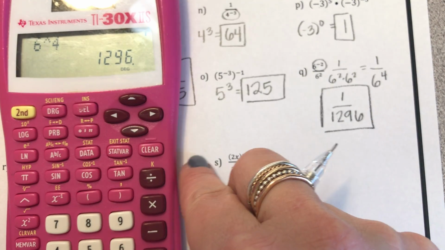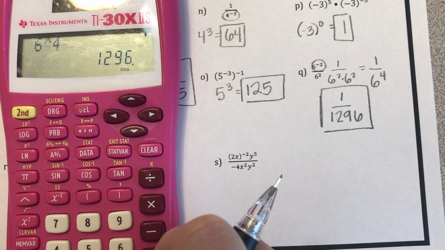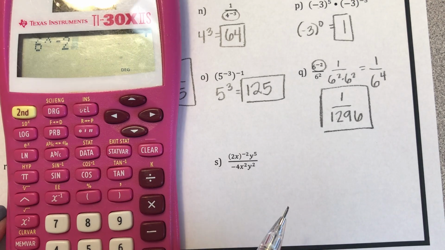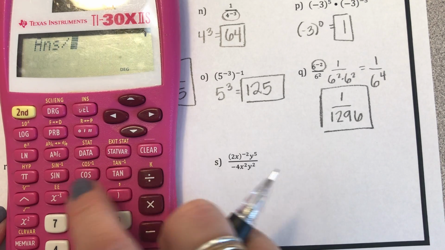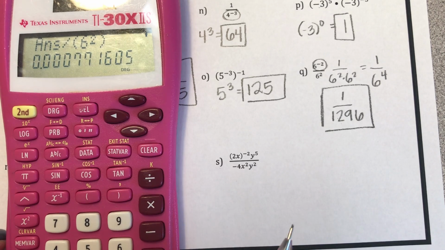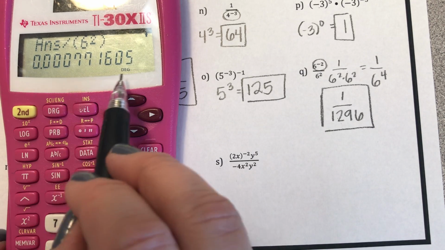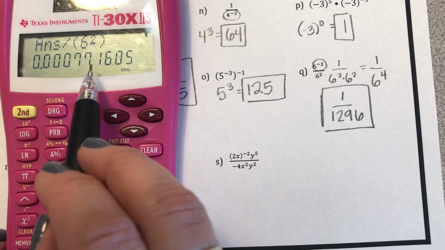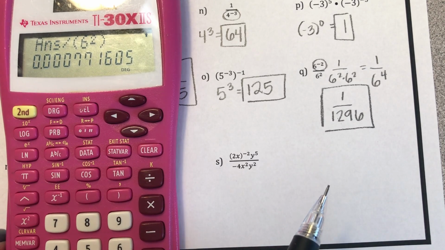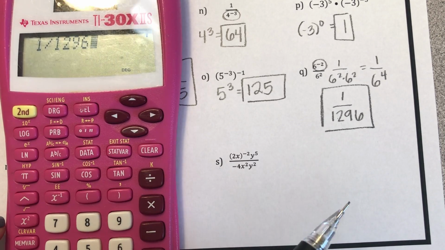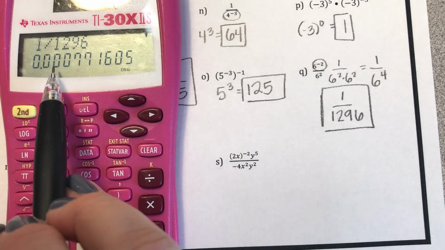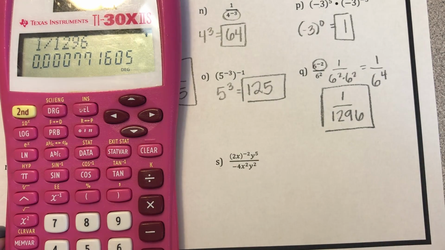And it's cool, if you have a calculator that does exponents, you can even check it and say, okay, 6 to the negative 2 power divided by 6 squared. Let's keep in mind this number, 0.000771605. That's 1 over 1296, 0.000771605.